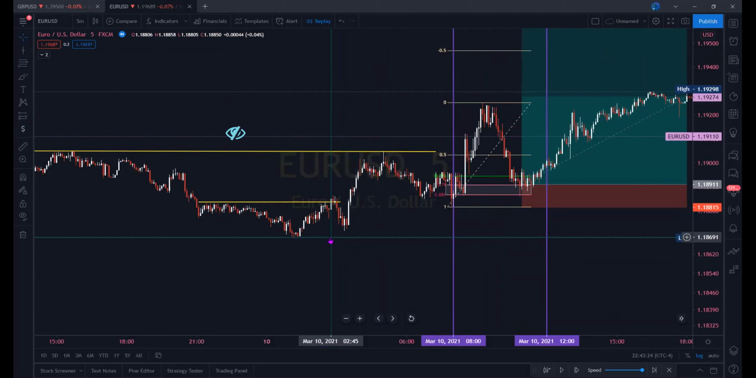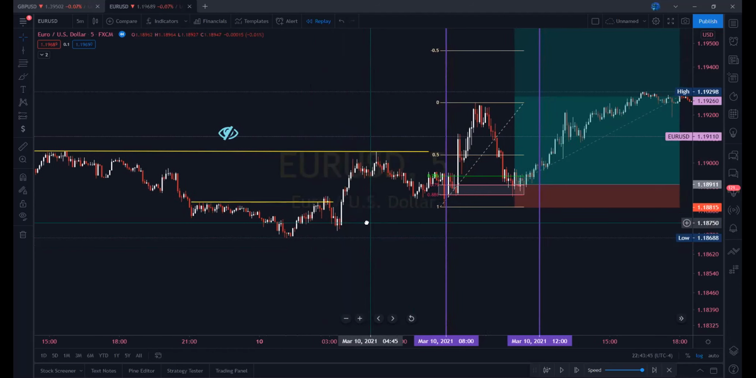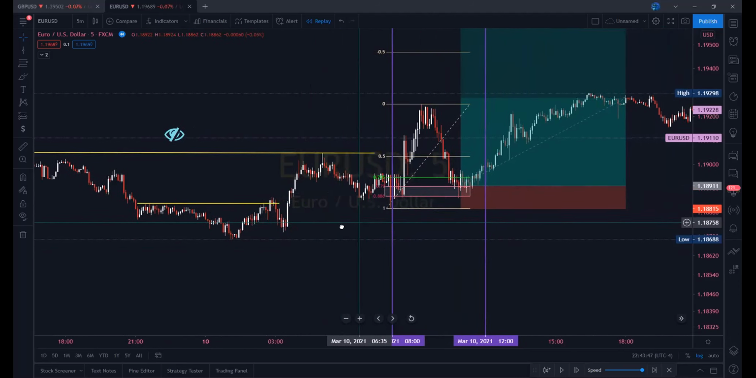What time does London open now that we are in daylight savings? It opens at the same time at 3. So London opened, it retraced, and it came back up. London opened right there. You see the previous high that broke liquidity, and it shot all the way back up, right? And now that led to New York Open.